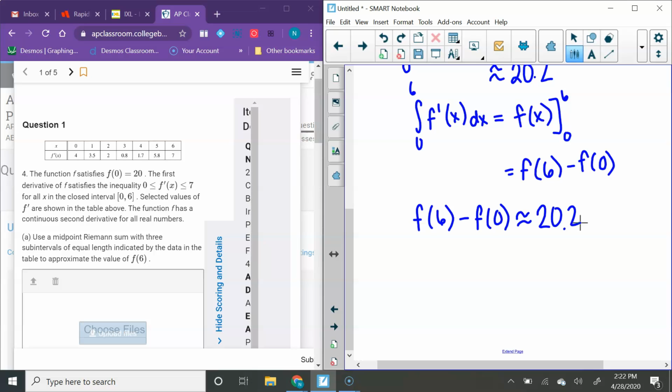Now, we want to find f of 6, so we need something to plug in for f of 0. Typically, those initial conditions are given to you somewhere, and in this problem they are.